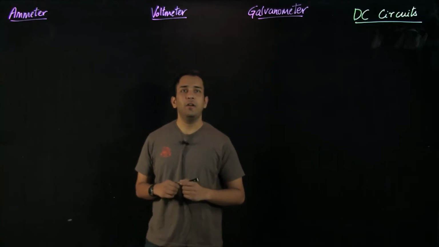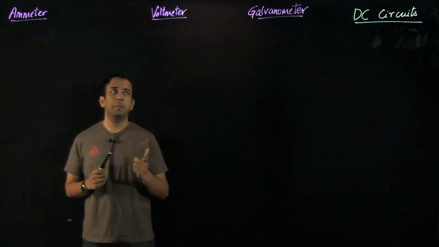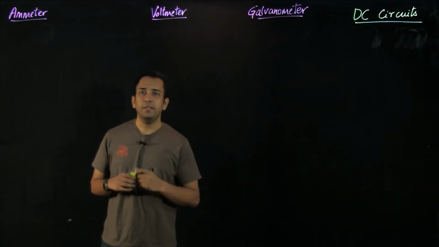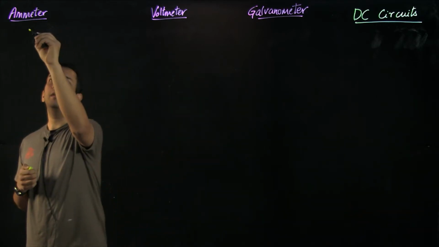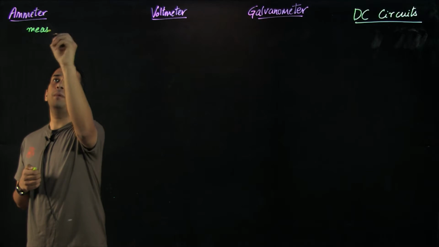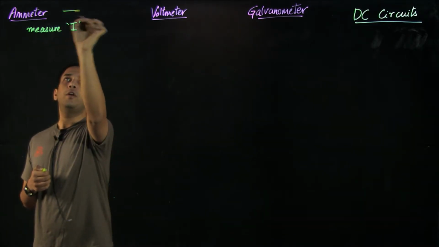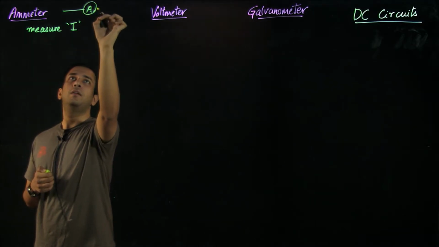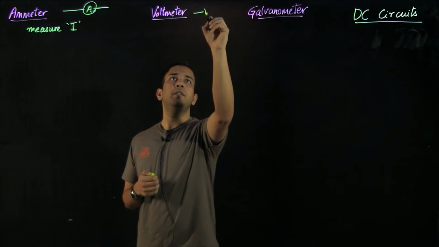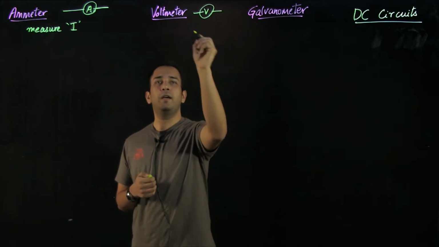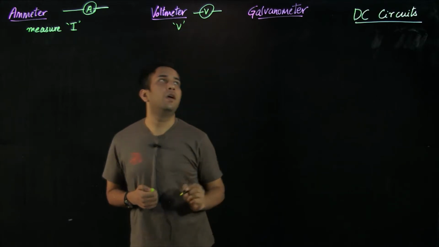Hello friends, in this video for chapter DC circuits, we'll be discussing three topics: ammeter, voltmeter and galvanometer. As the name suggests, ammeter or ampere meter is a device to measure current, and it is denoted by this symbol. Similarly, voltmeter is used to measure voltage. It is denoted by a symbol V, and it measures voltage.